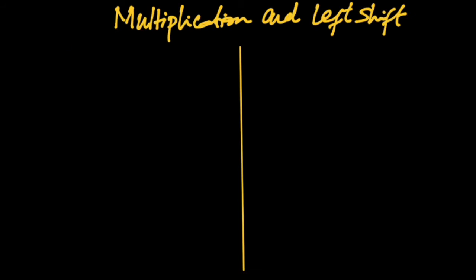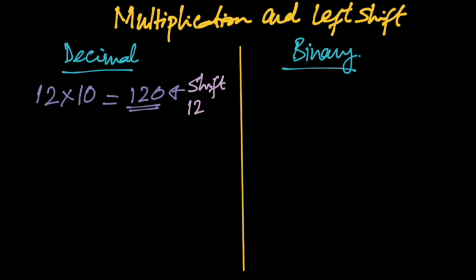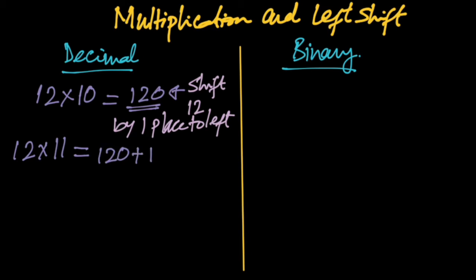Now let's talk about multiplication and left shift. Suppose we have to multiply 12 and 10 in the decimal system. We get 120 as the answer. So here we shift 12 by one place to the left. And suppose we have to multiply 12 and 11, then we will shift 12 by one place to the left, and then we will add 12 to it.